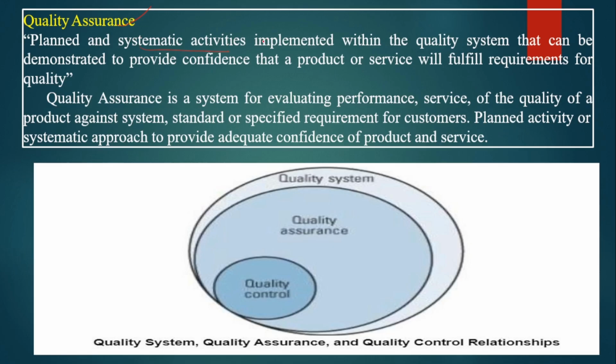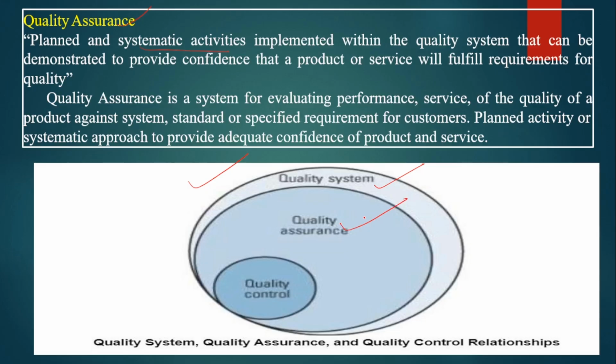This QA is a structured approach that elevates the performance and service quality of the products against set standards, giving confidence that the consumer's expectations will be met. This diagram shows the relationship between the quality system, quality assurance and quality control. The outermost layer represents the quality system, which covers all the aspects of quality management.